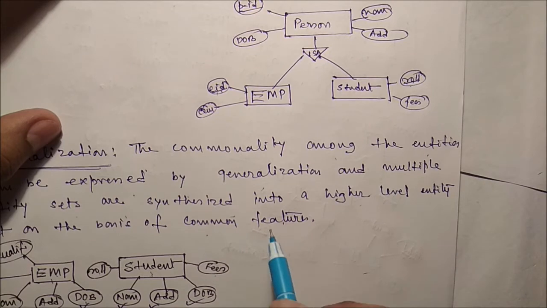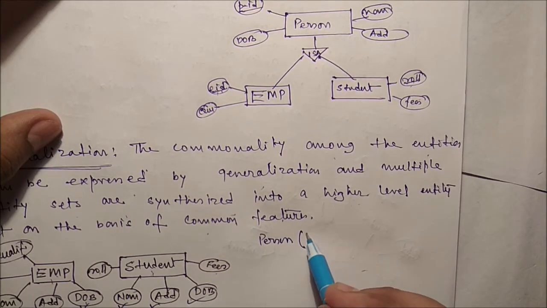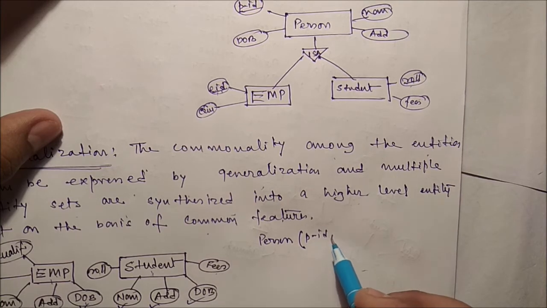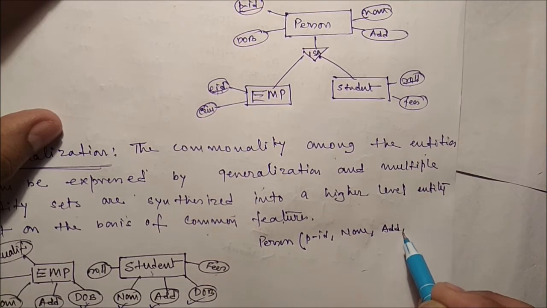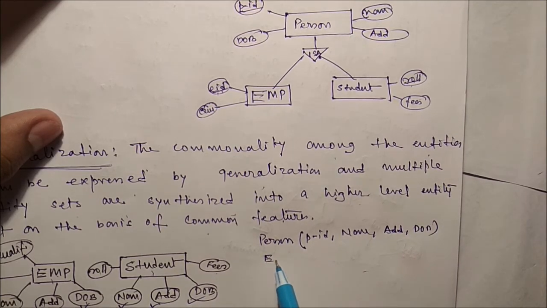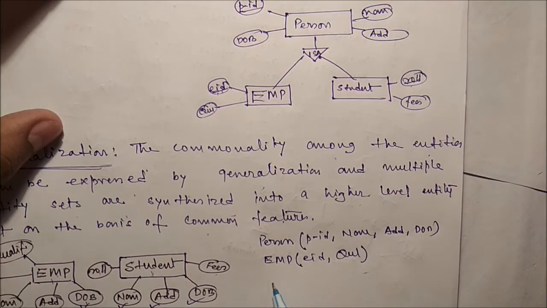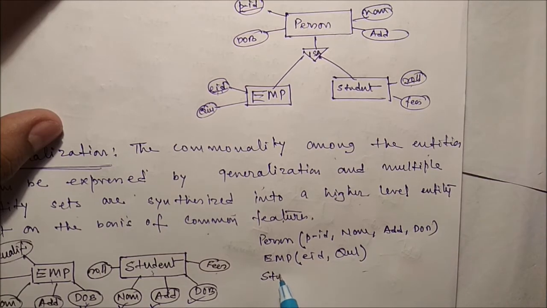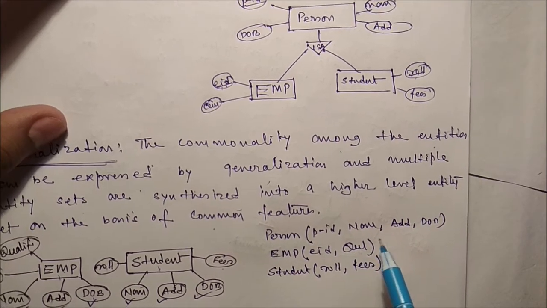So in table person, the information is person ID, name, address and date of birth. Here in employee table, employee ID and qualification only. And here in student table, roll number and fees are there. Are you getting this one?